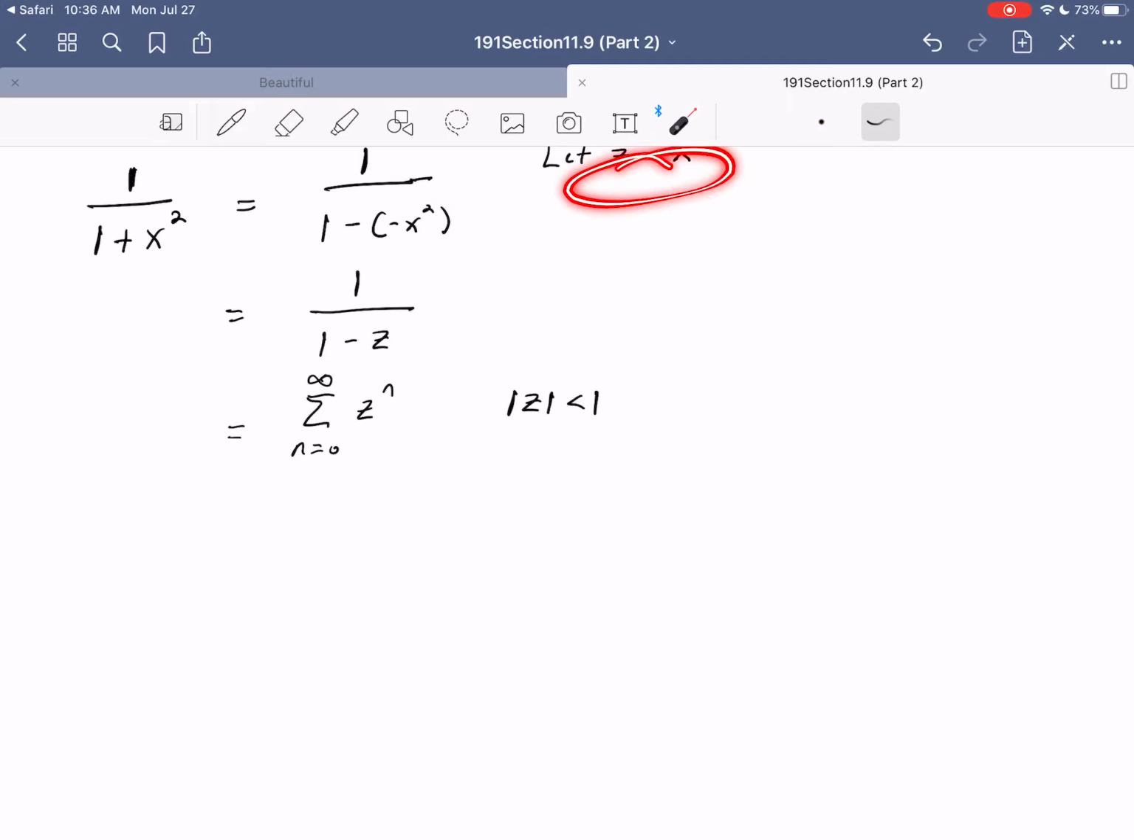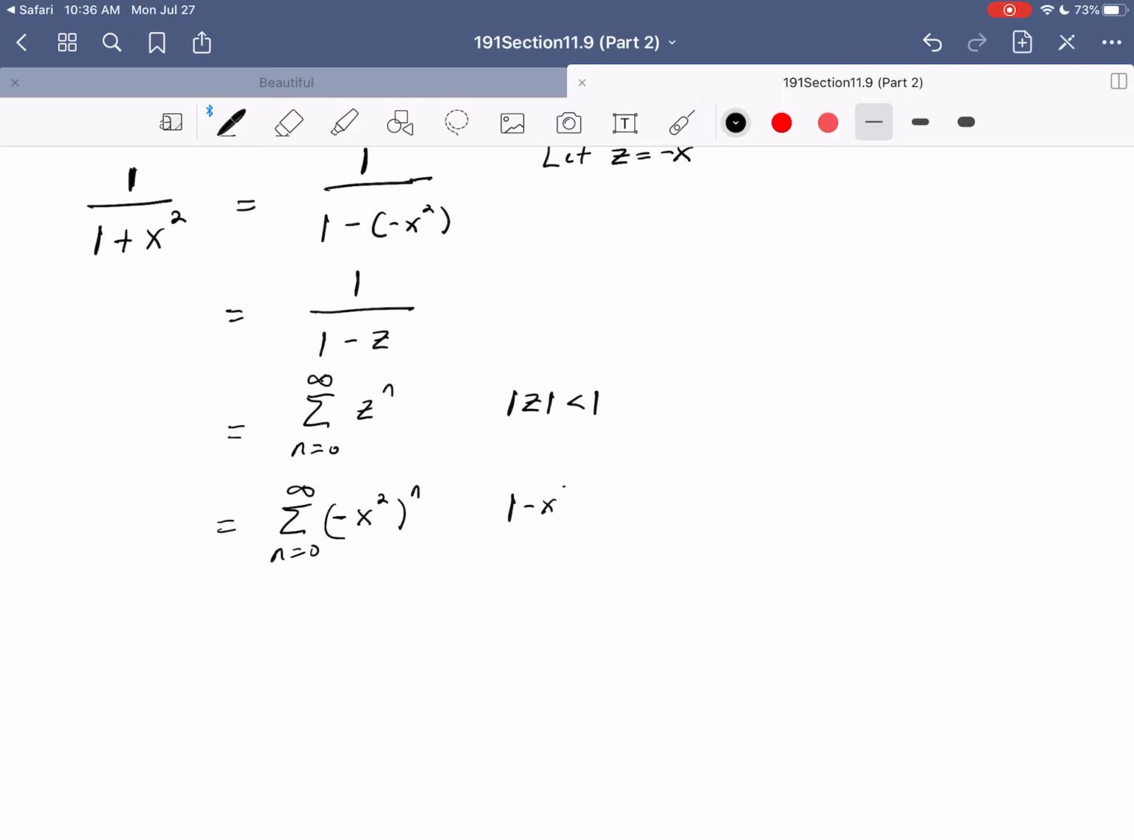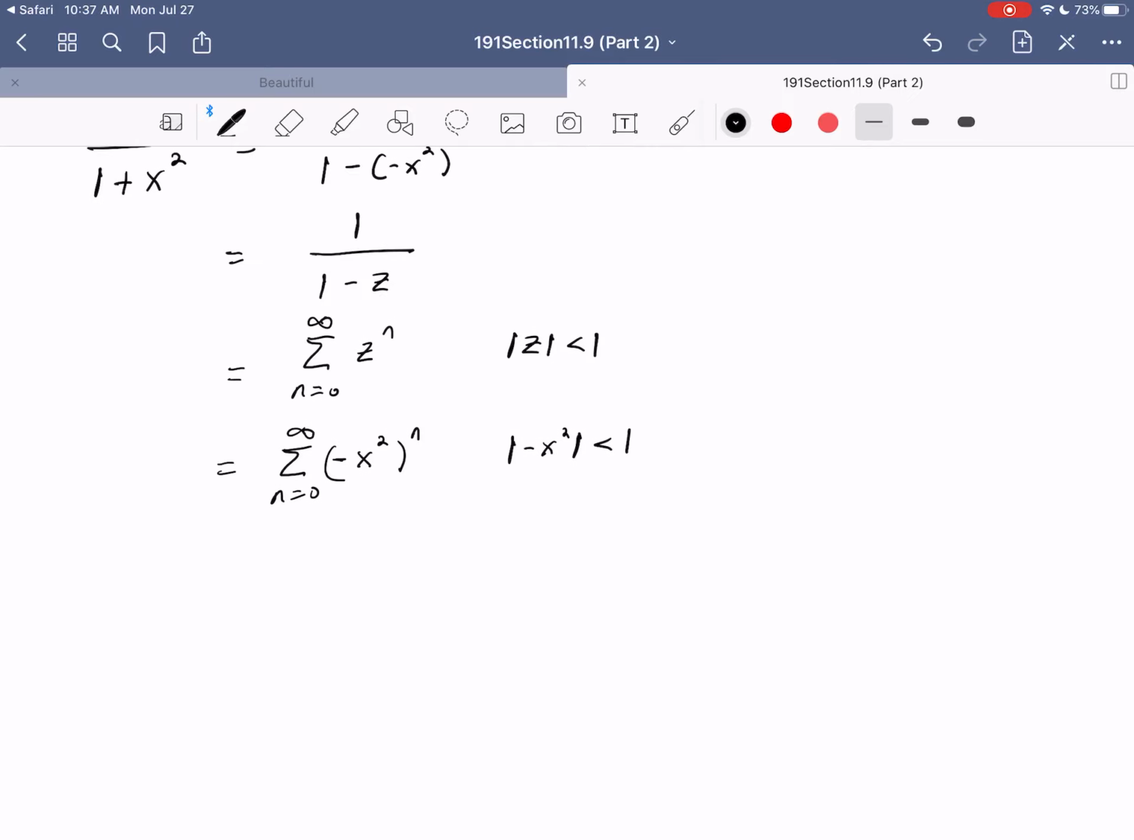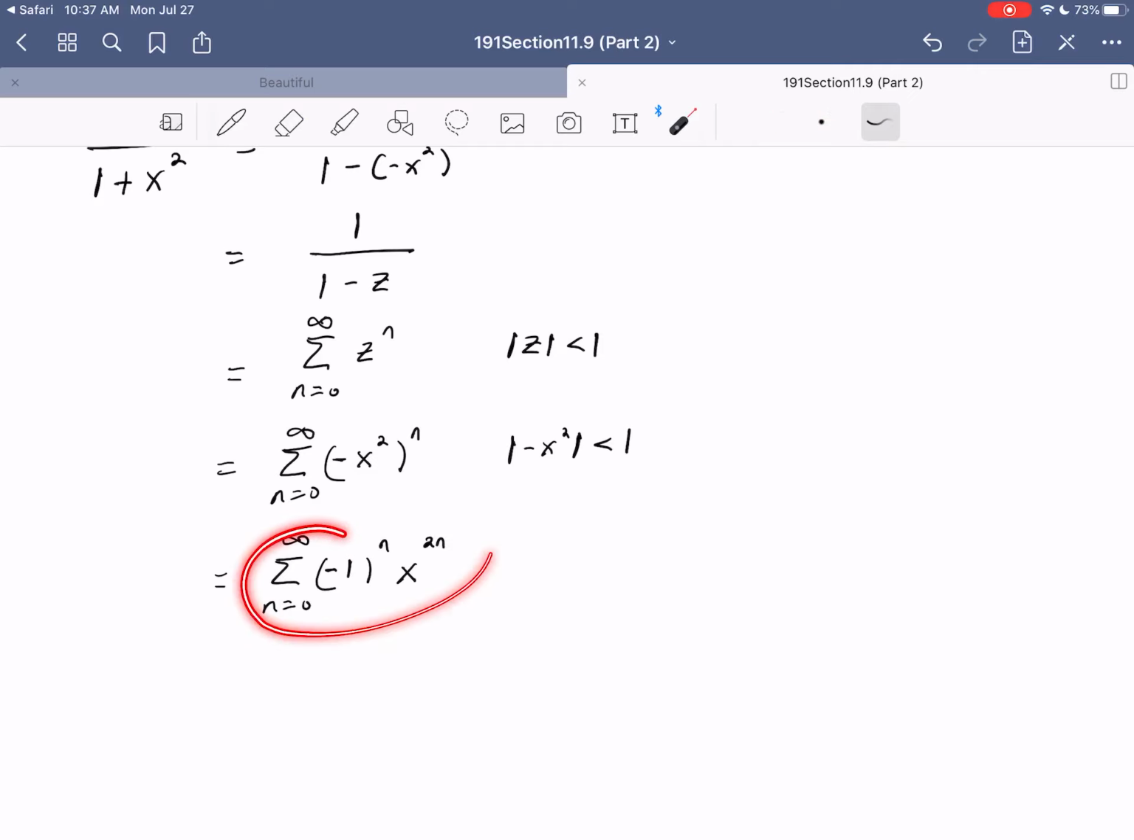Okay, let's go ahead and replace this back into there. So this is the sum, n equals 0 to infinity, of negative x squared to the n, as long as negative x squared in absolute value is less than 1. All right, let's simplify this real quick. We'll apply this n to both things. So then we should get the sum from n equals 0 to infinity. Looks like we should get a minus 1 to the n, and then x squared to the n. Well, power to a power we multiply, so we get x to the 2n. So there's our power series representation for 1 over 1 plus x squared.